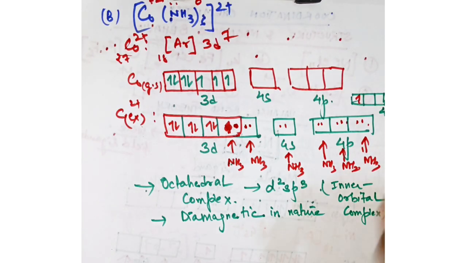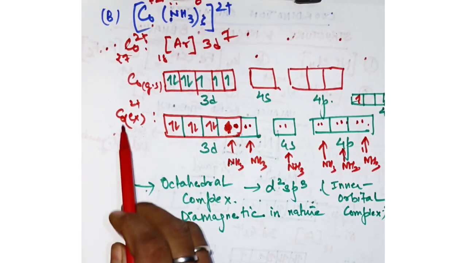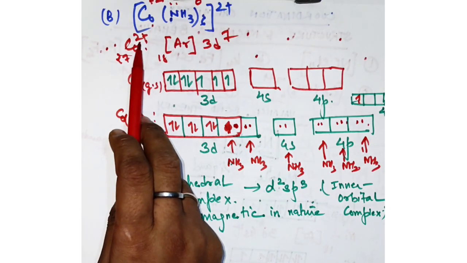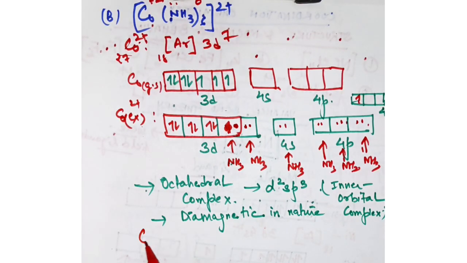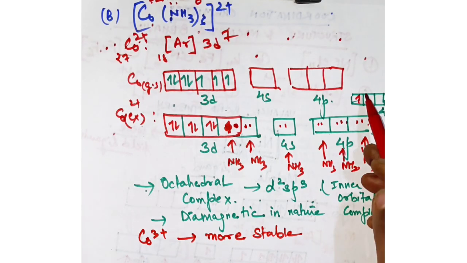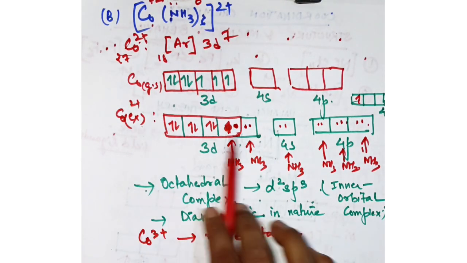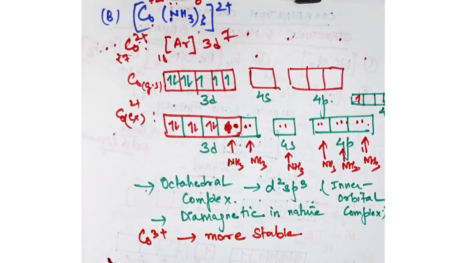So mostly, this is cobalt 2 plus, but cobalt 3 plus is more stable, as we see by experimental analysis, because if one electron goes away, then it becomes 3 plus, which is more stable. Now we will go for another example, and that will be the last example today.